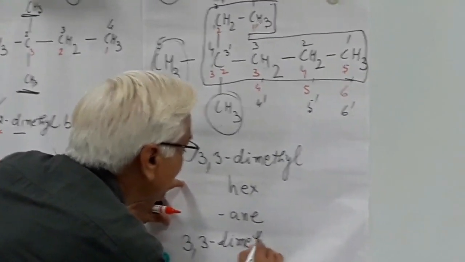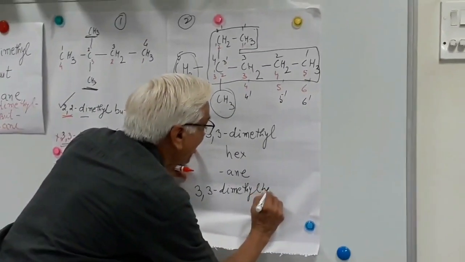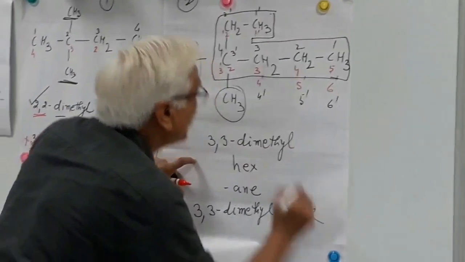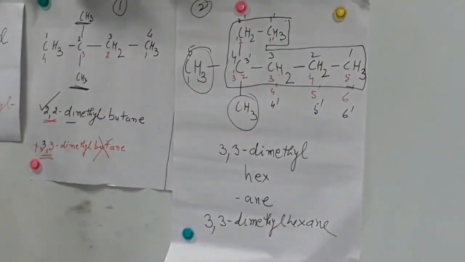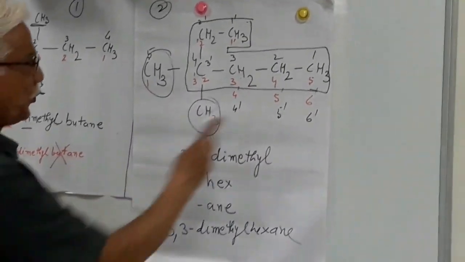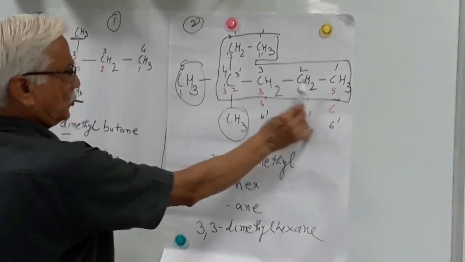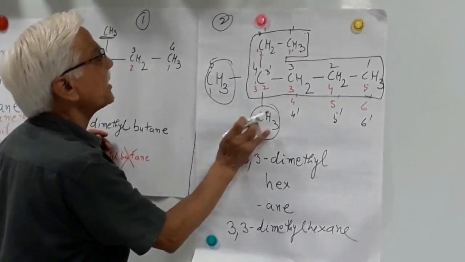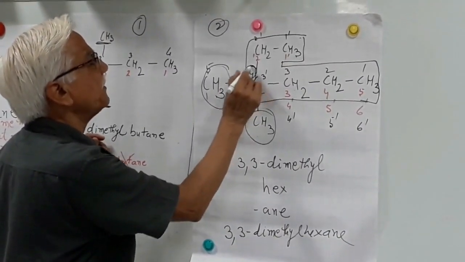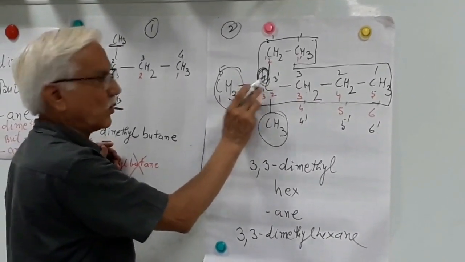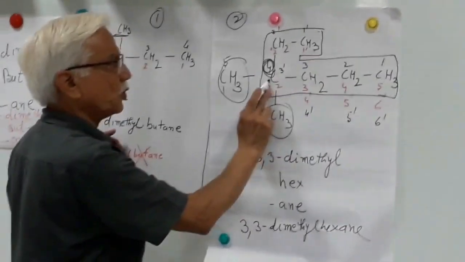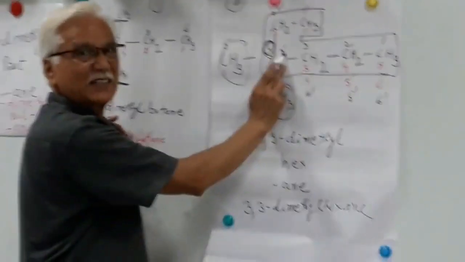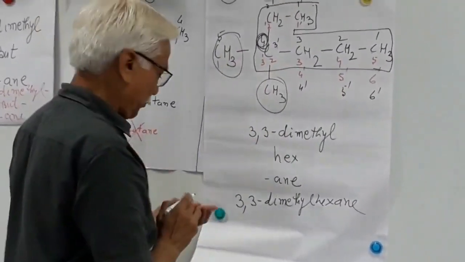3,3-dimethylhexene. Slightly tilted, a little away. Now there is another way also. If I go from this end, 1, 2, 3, 4, 5, 6, I can go. In that case, the methyl group is present on which carbon? 4. 1, 2, 3, 4. If I am coming from here, on 3, if I am going from here, then what will be the name?